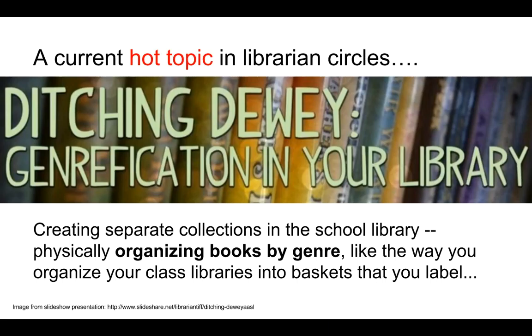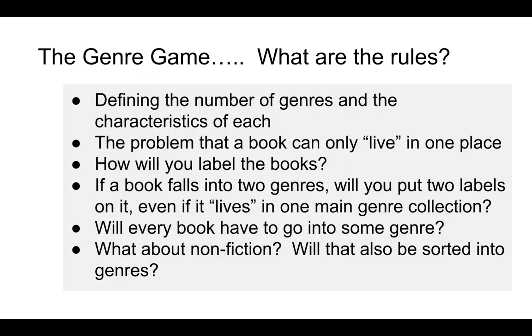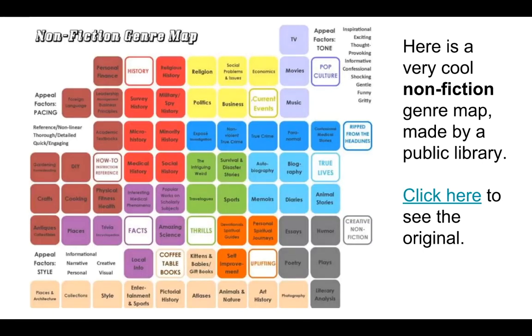A current hot topic for librarians is whether one should just totally get rid of Dewey and just genreify the whole library, which means taking all the books and resorting them using some system that we come up with ourselves. I'm not quite convinced about this. There are a lot of questions to ask, like, well, how many genres and how do you define them? And what if a book belongs to 2 genres? So anyway, come and talk to me if you have any opinions on this because librarians talk about it all the time. Here's a very cool nonfiction genre map I found online, which, if you were going to ditch Dewey, might be a way to do it.